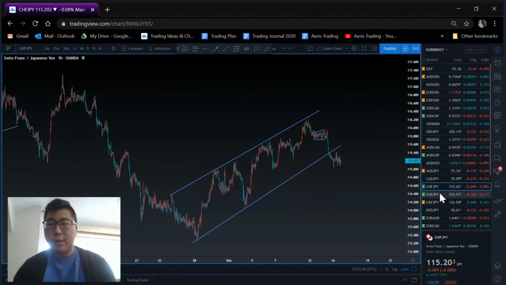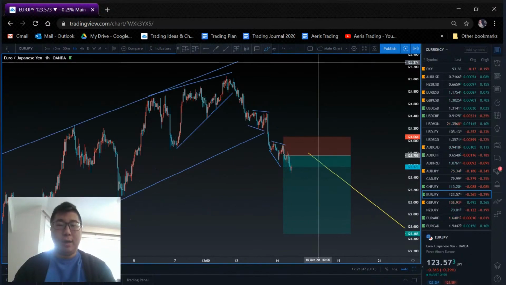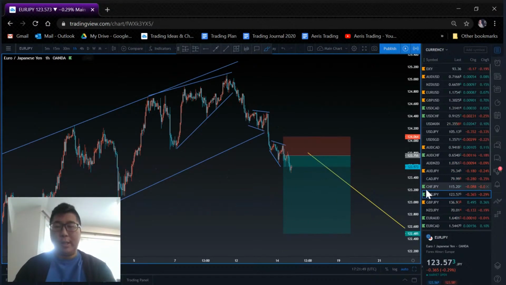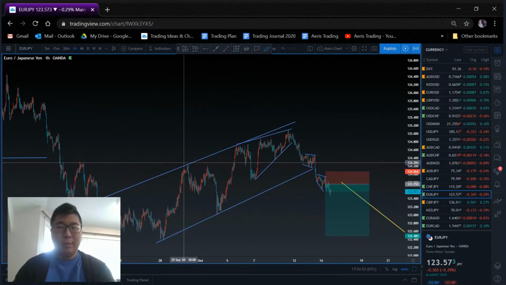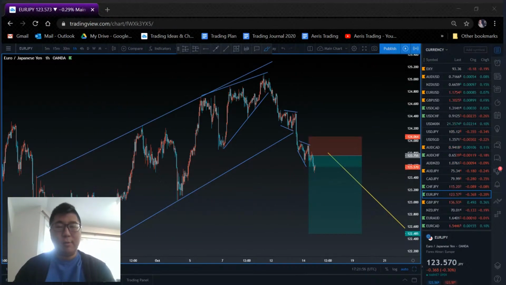So that's Swiss yen. Let's talk about Euro yen. This is the one I'm in. I picked Euro yen instead of Aussie yen, just because I like the price action a little bit better. So let me go over this quickly.